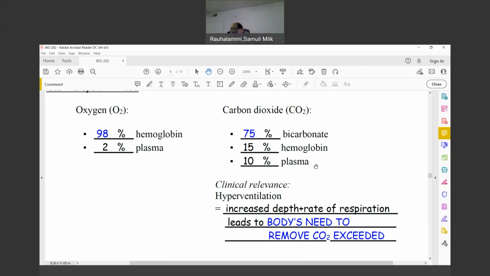And the final concept that I have here is a reminder of hyperventilation. Hyperventilation referred to when we were losing too much carbon dioxide, and that caused us issues that we needed to pay attention to.